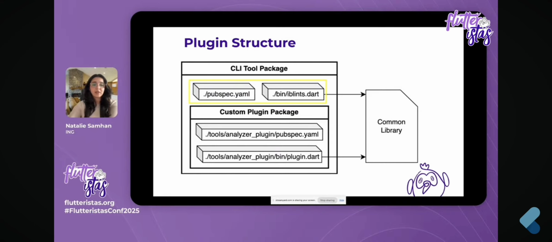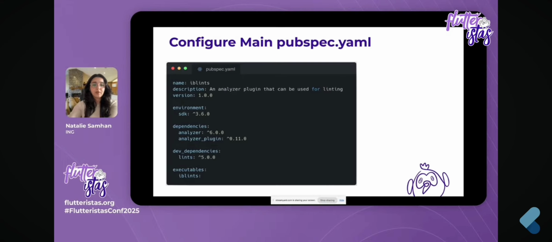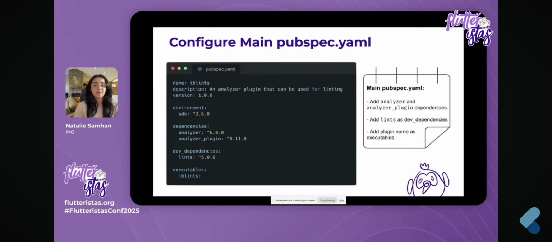Let's dive into the dependencies and bin executable for the main package. In order to configure the main pubspec YAML, you have to remember to add the dependencies. Here, we will have the analyzer and analyzer plugin as dependencies, and we will add lints as dev dependencies. And of course, here you can also specify the name of your plugin. This will be the same name as your bin executable file.